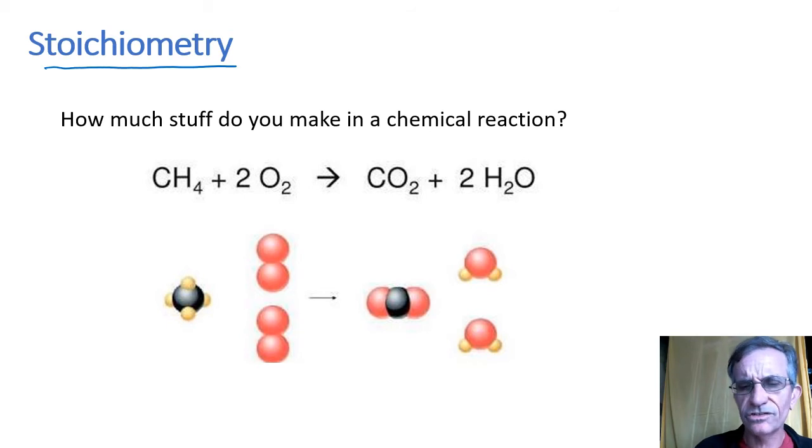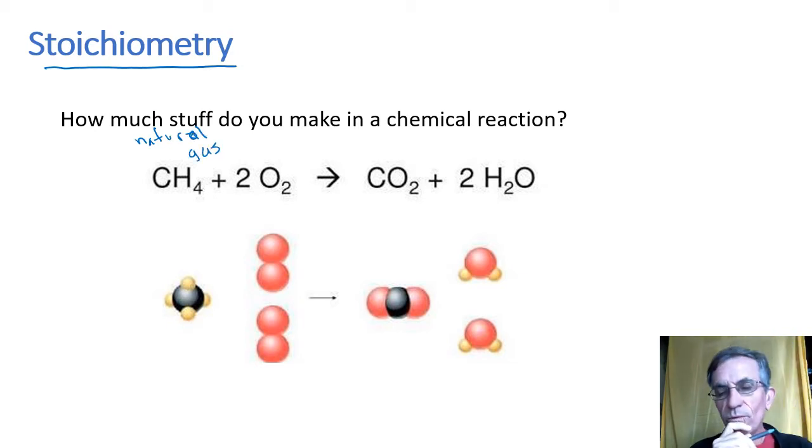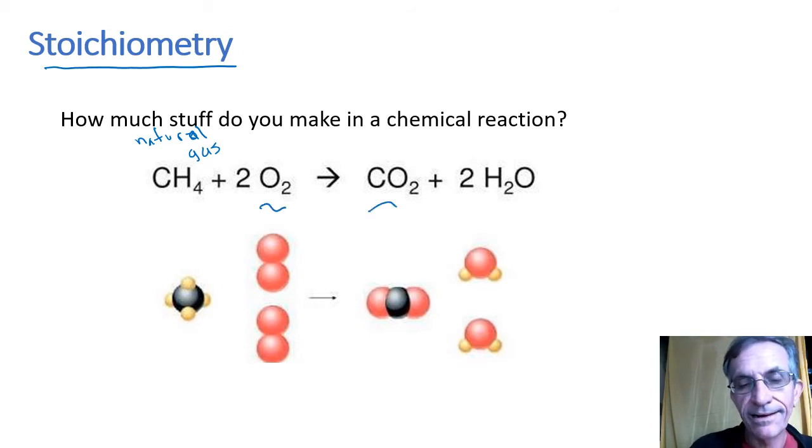So this reaction you're seeing on the screen right now is one that probably happens in your life, because you probably have a gas heater in your house or a gas stove, or maybe you had one at one point in your life. So CH4, that's natural gas. This is the formula for natural gas. Now, when you burn natural gas to heat up your house or cook your dinner, it's going to react with oxygen, with O2, and we're going to make carbon dioxide and water. All right, so that's the reaction. We're making carbon dioxide and water.